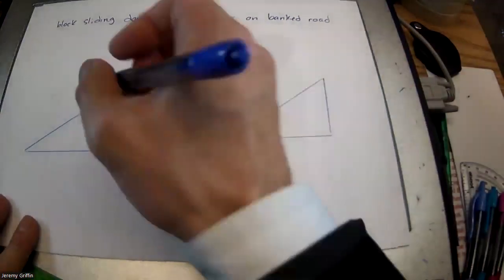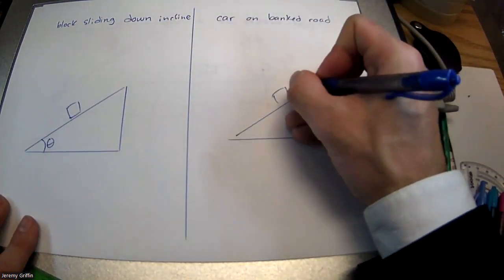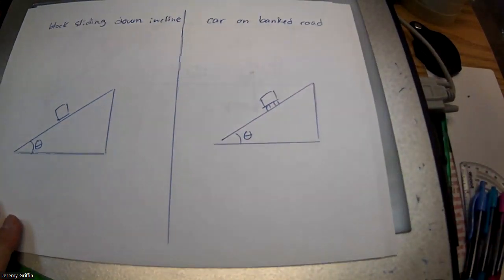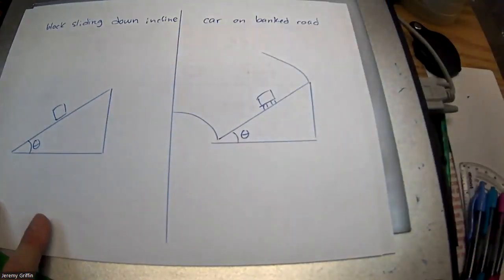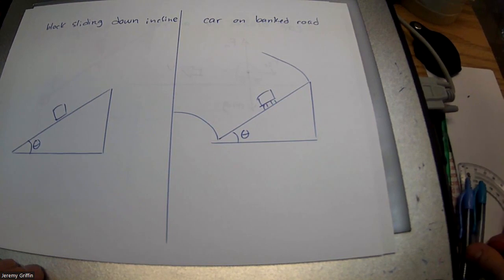Okay. Here's a block on an incline, some angle theta. Here's a car on a banked path. Maybe it's the same angle theta, but this one's actually going into the page and going around a curve, something like that. So these you want to approach differently.